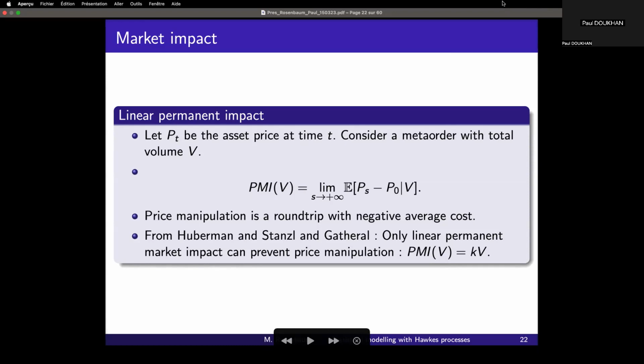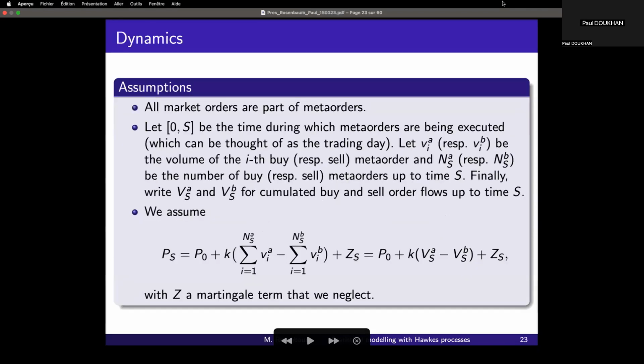Okay. And you can prove that, and there are people who have proved it in a much more mathematical way. But basically, the permanent market impact is linear, which means that if you buy 50 million shares, you're going to move the market price in the long run by a constant times 50 million. It's linear. So now we're going to do something very simple, just doing accounting.